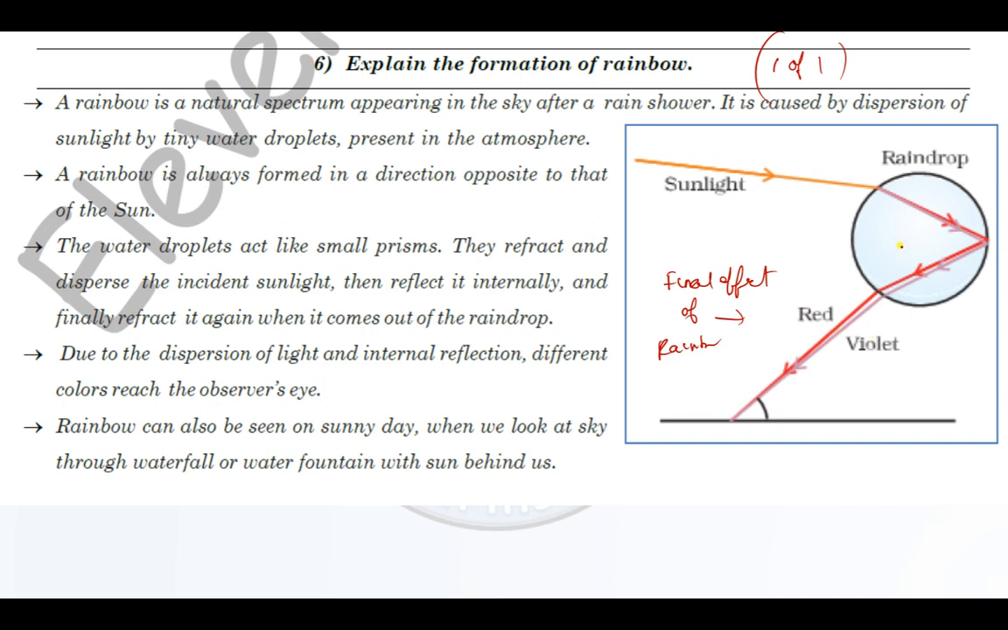Sir, here in a raindrop we are having red at the top and violet at the bottom. They have written raindrop over here, but they are talking about many raindrops and this is the final effect that they are showing. What we have seen is for a single drop and we have gone individually. Fine. So these answers you have to write regarding the rainbow.